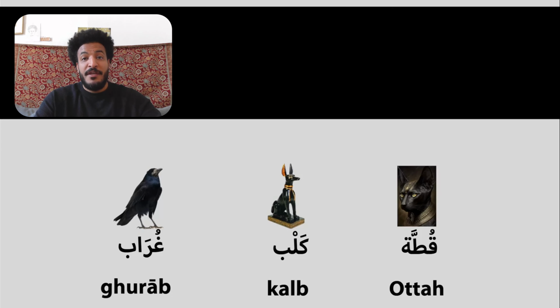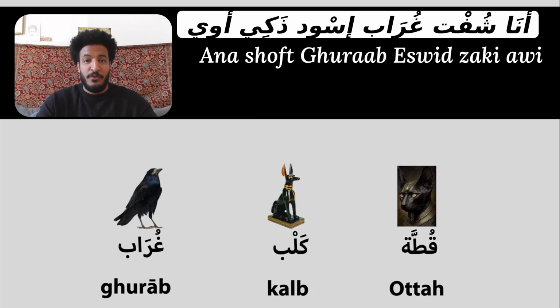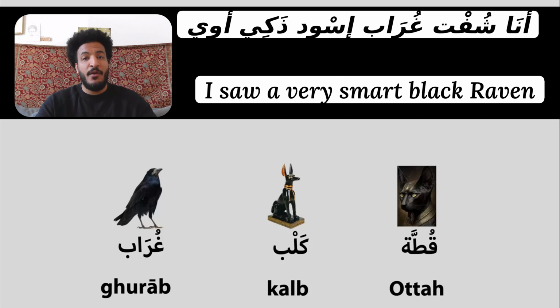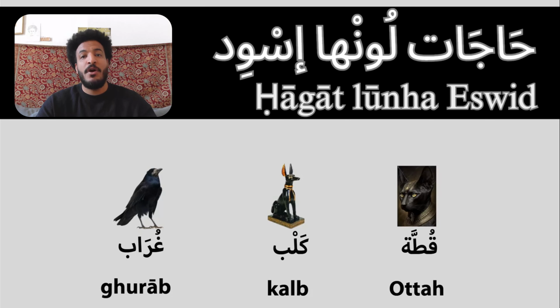And the next one we have here is الغراب. I love ravens. I think they are really smart. الغراب. And to say I saw a black raven that is very smart, I would say أنا شفت غراب أسود. أنا شفت, I saw غراب أسود, a black raven, ذكي أوي or ذكي جدا. I saw a very smart black raven.